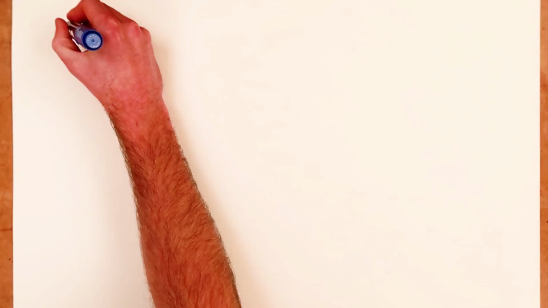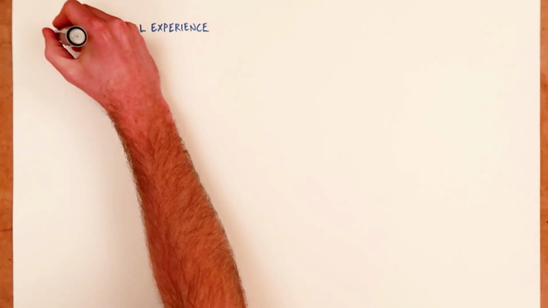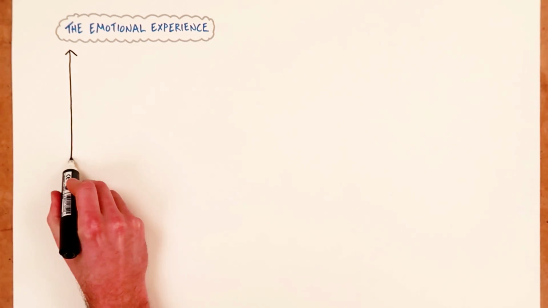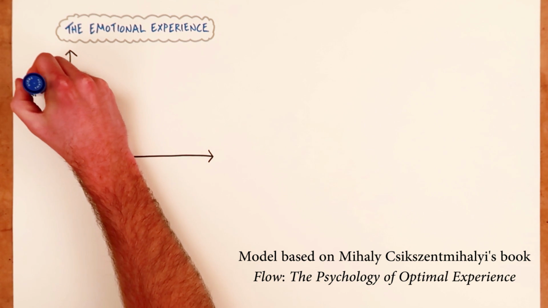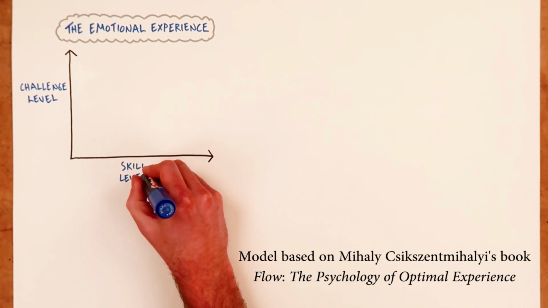So let's break down what flow is, the conditions required for it to occur, and what that means for us as sketchnoters. First, it's important to note that flow is one of many emotional states that could exist during an experience. We can express a fuller set of emotions using this graph that has the challenge level of the experience as one variable and your skill level as the other.